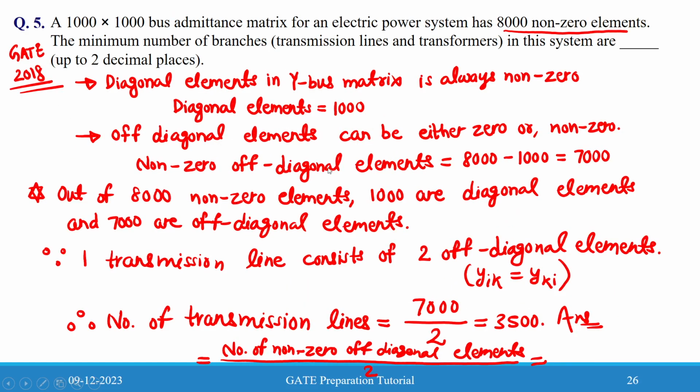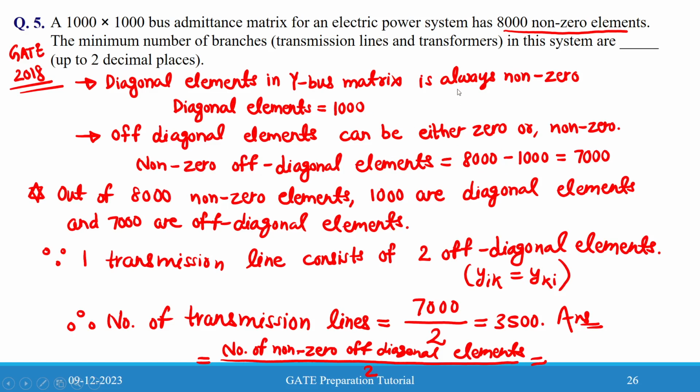First way, where we apply this concept of the bus matrix directly. The question is that a 1000 cross 1000 bus admittance matrix of an electric power system has 8000 non-zero elements, and the minimum number of branches in the system is asked. The diagonal elements in the bus matrix are always non-zero. They denote the number of buses in the system. So diagonal elements are 1000 and off diagonal elements can be either 0 or non-zero. Non-zero off diagonal elements means 8000 minus 1000.